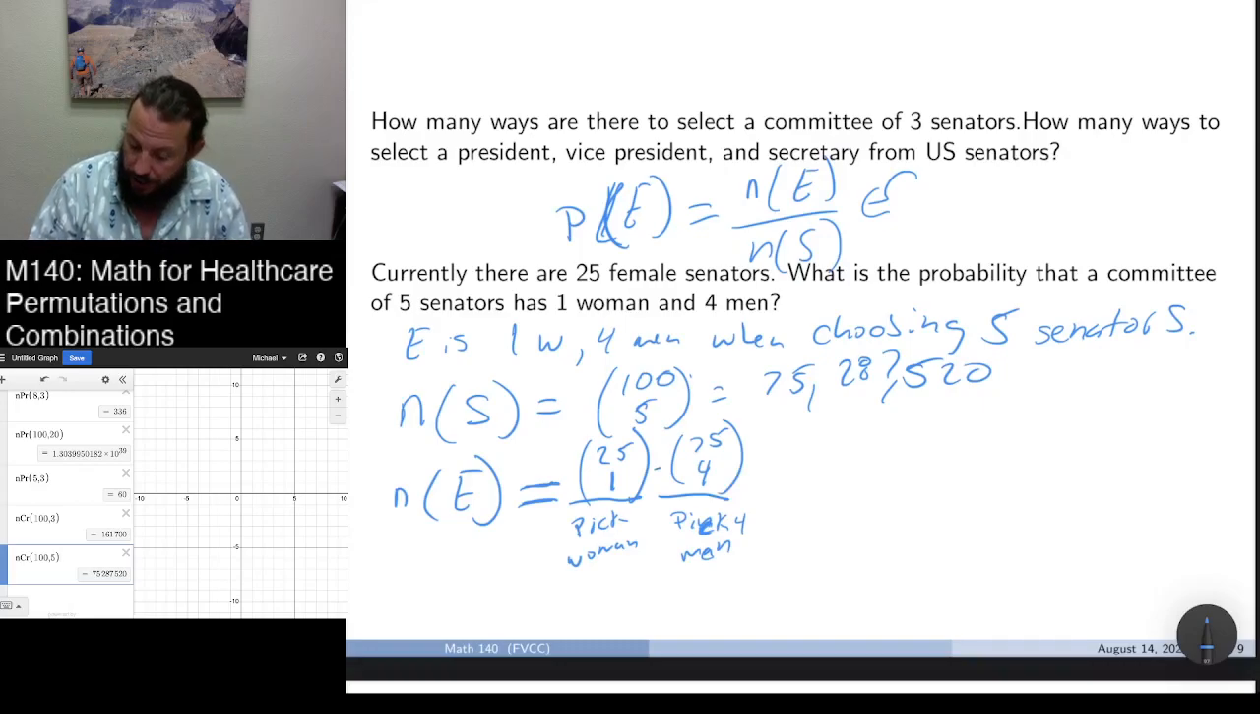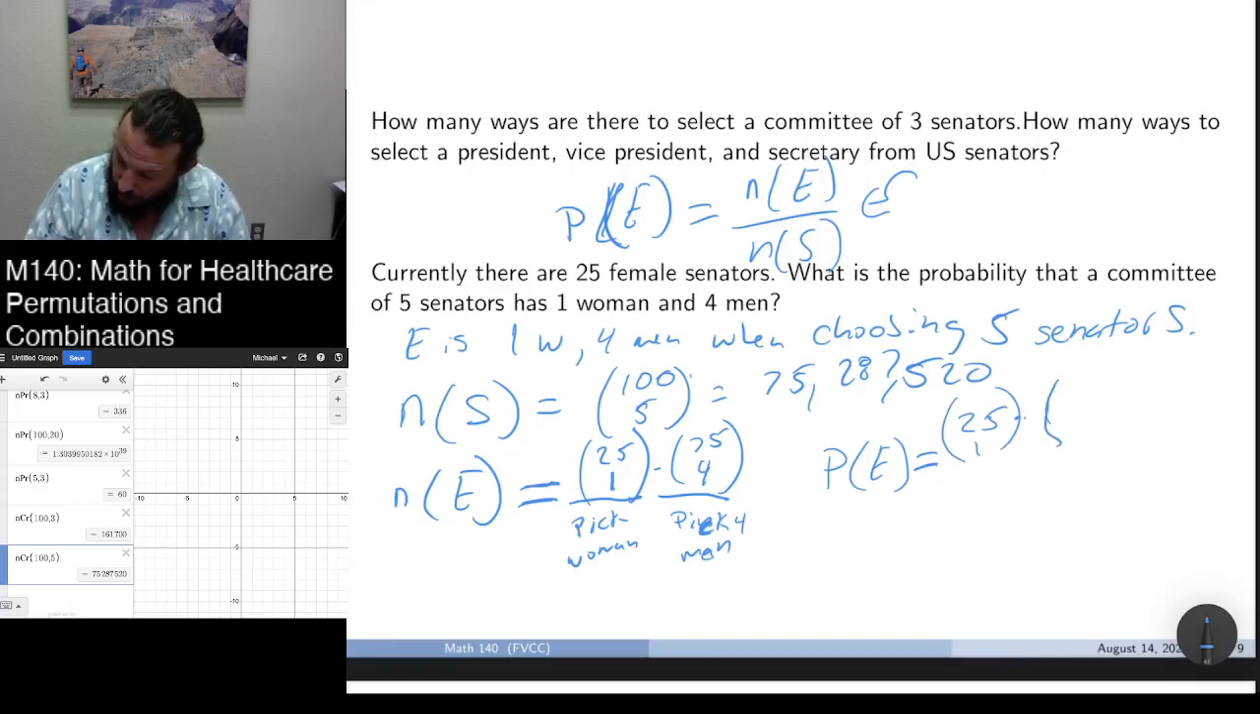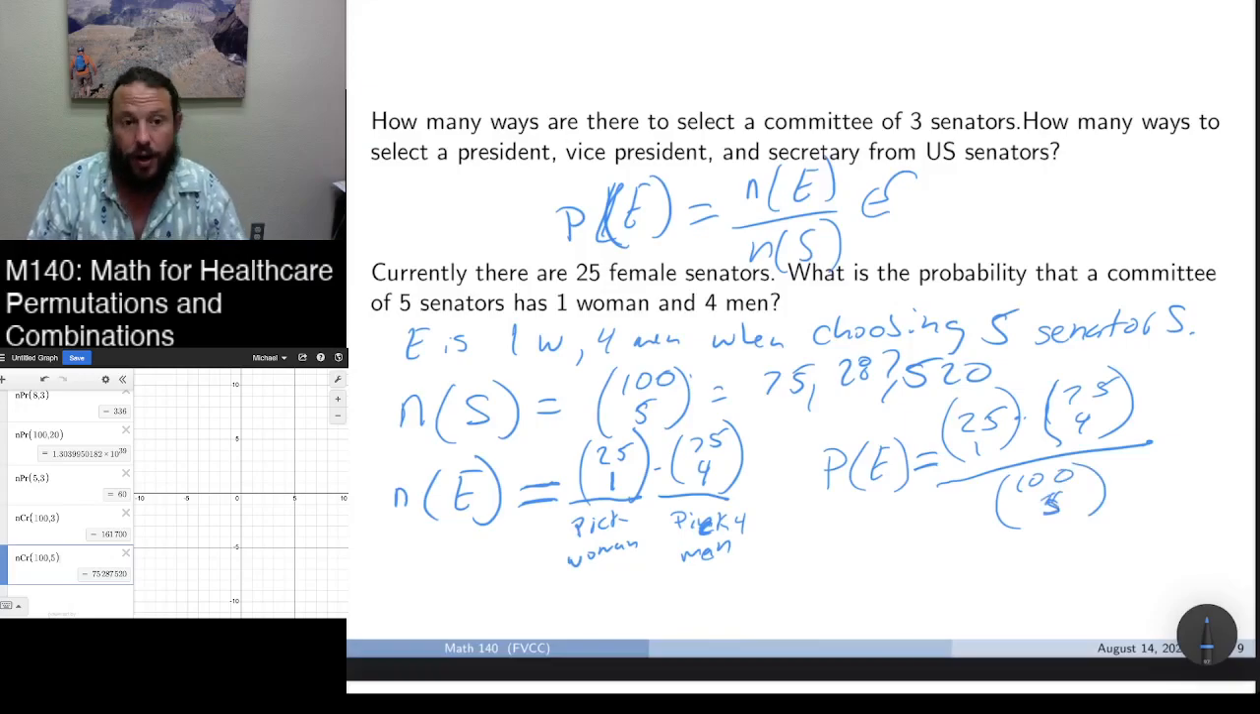So in the end, we get the probability of choosing 1 woman and 4 men when choosing a committee of 5 senators is 25 choose 1 times 75 choose 4, divided by the size of our sample space, 100 choose 5. Now here, I'm going to show you how I would do this in Desmos.